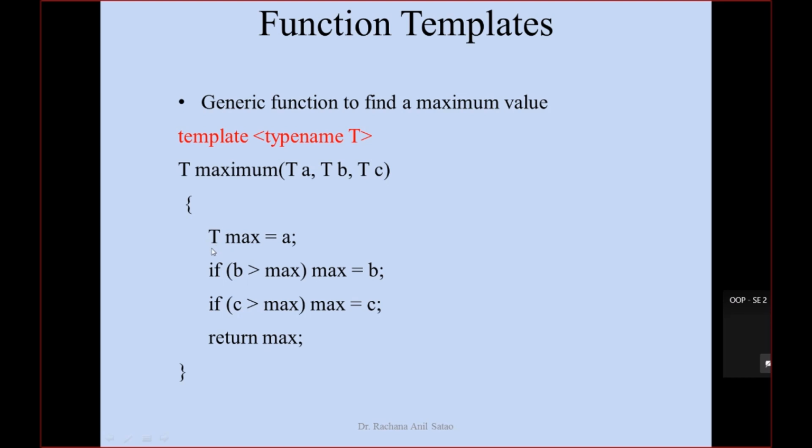This is the first line in the function, which starts with the declaration of variable max equal to a. So what will be the data type of this max? It will be T. That means whatever data type is passed to this template will be assigned to this max. And the remaining logic is the same, whatever we apply for finding the maximum of the given three.